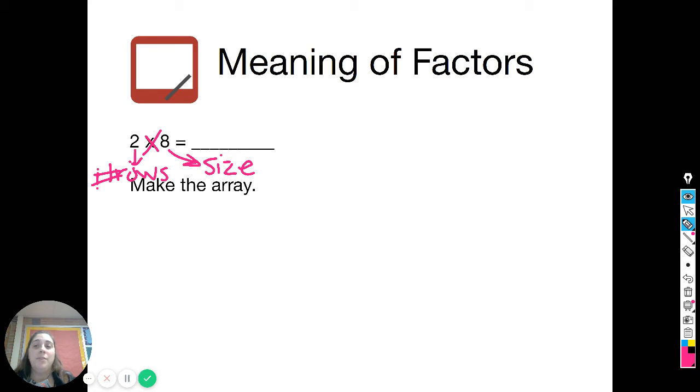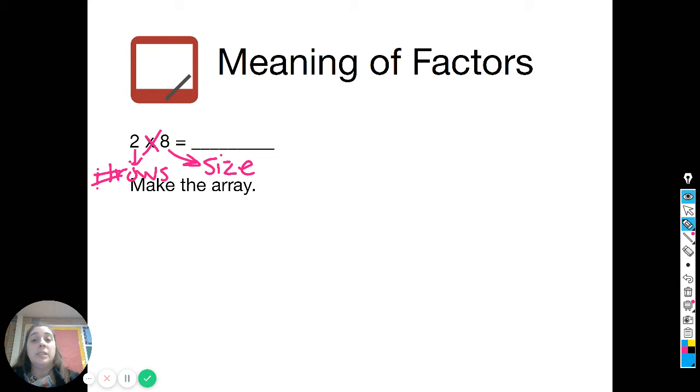Make sure once you have your finished array, you hold it up to the camera. Awesome, great work. So what I saw happening, okay, and well, let's go ahead and draw our array first, and then I'll tell you what I saw.